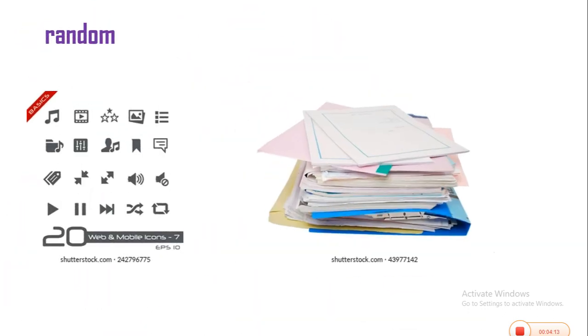Another type of file organization is the random file. In the random file, there's no order of arrangement. The files are scattered. There's no particular arrangement. The files are not arranged. They are scattered on the storage medium.